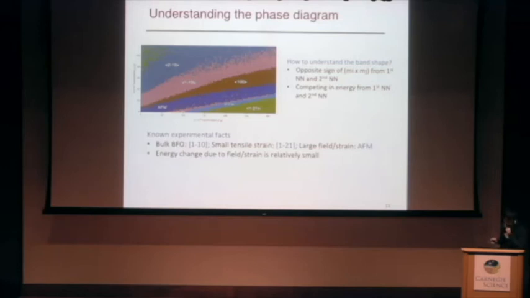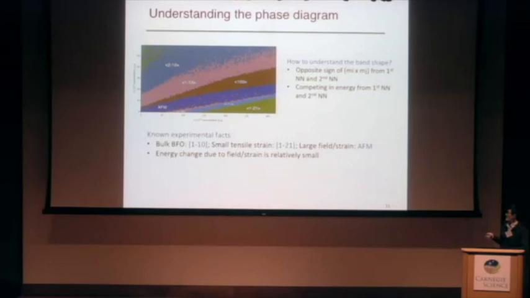Then, to estimate the possible values of C1 and C2, we need to consider some experimental facts. Bulk BFO has the type 1 cycloid. Under small tensile strain, there's a type 2 cycloid. Also, under large strain, it becomes AFM. Because the energy change, the relative energy change due to the strain is relatively small for these different configurations.